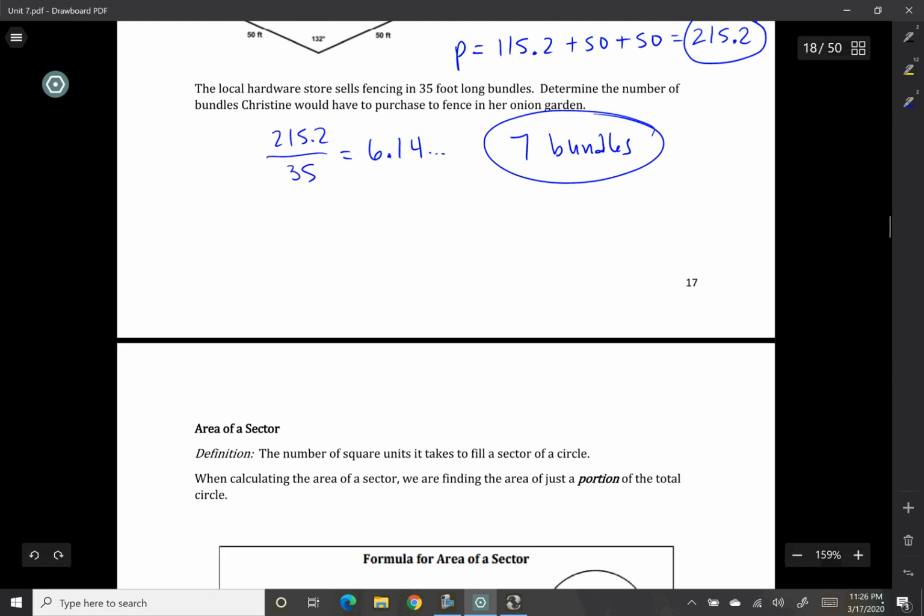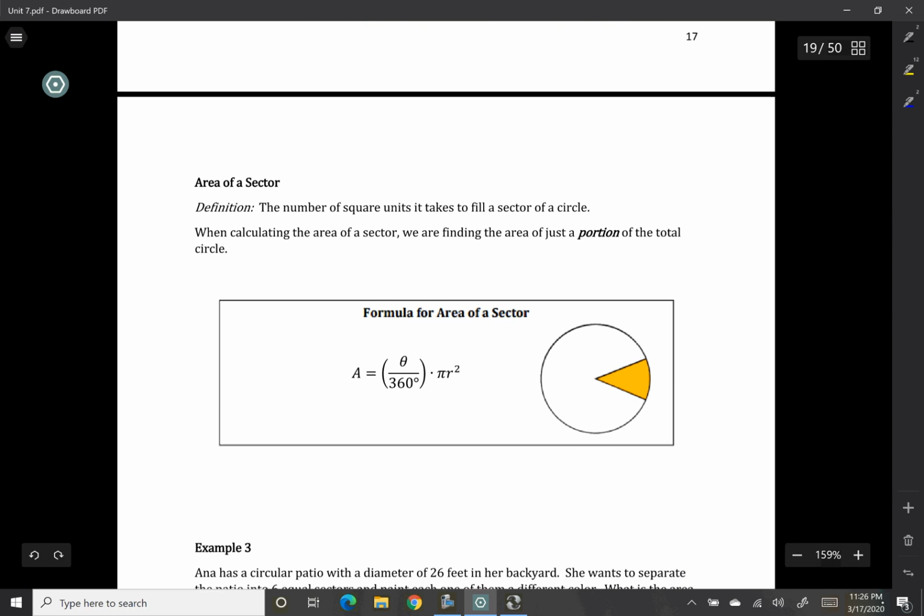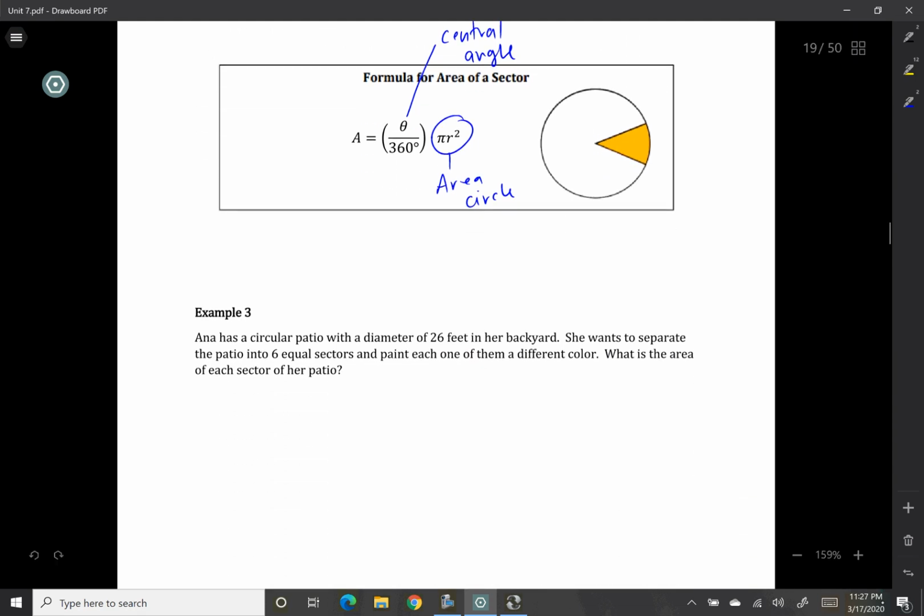All right, let's keep moving. We could do the same thing with the area of a sector. When we're finding the area of a sector, we're going to do that same process. We're going to figure out the portion of the sector that we're talking about, and then just multiply it by the area of the total circle. So again, this theta represents the central angle, and this represents the area of the whole circle. What's in that parentheses is determining the portion of the circle that we care about. So let's take a look at number 3.